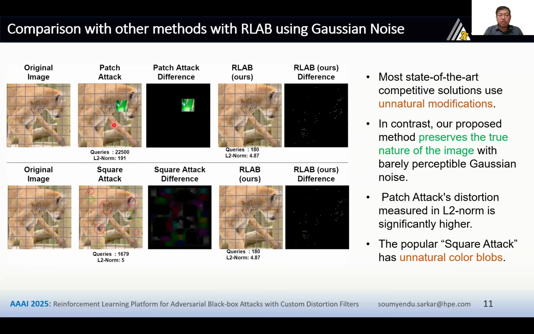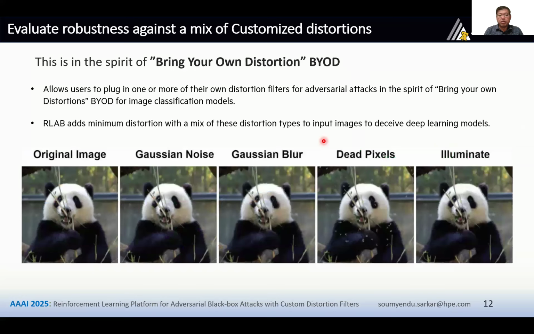There are color bleeds with the patch attack, the bad patches. As compared to that, if you look at our lab, this preserves the true nature of the image. Here we are just using Gaussian noise, and you can see the amount of distortion is pretty minimal.